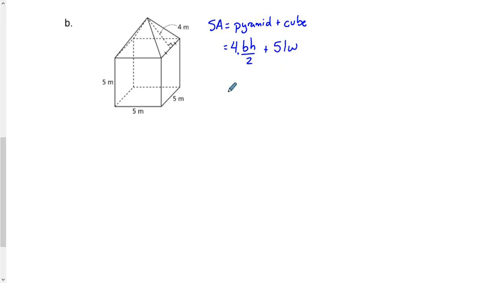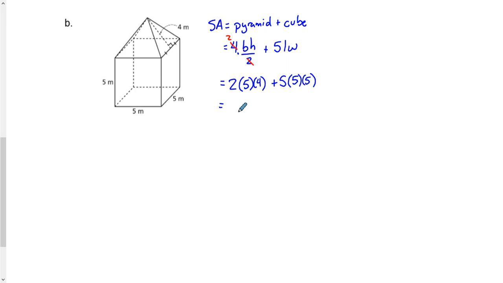So we'd only have to be multiplying it by 5. We can reduce our 4 and 2 to give us a 2. So for the pyramid, which is the triangular bases, our base of each triangle is 5. The height of each triangle is 4. And each of these sides are 5 by 5.